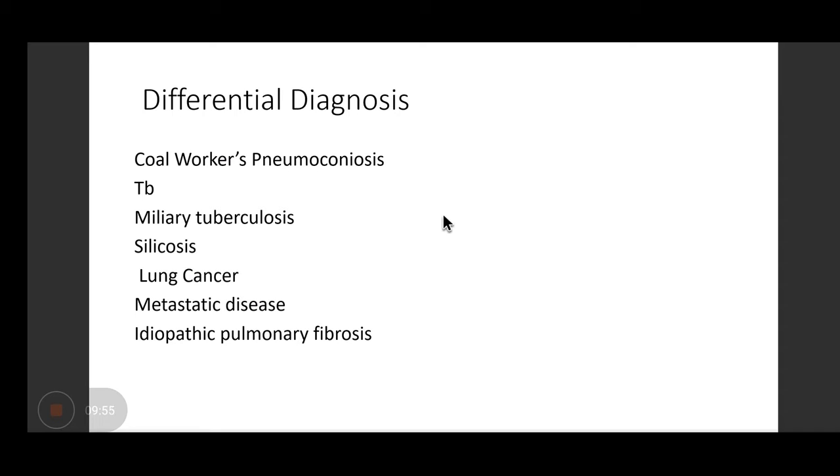So to differentiate it from coal workers pneumoconiosis, we will have to ask for a proper history and rule out particle exposure. Okay. And even in this case, in idiopathic pulmonary fibrosis, you can also see honeycomb change or bronchiectasis sign. So these were the differentials.